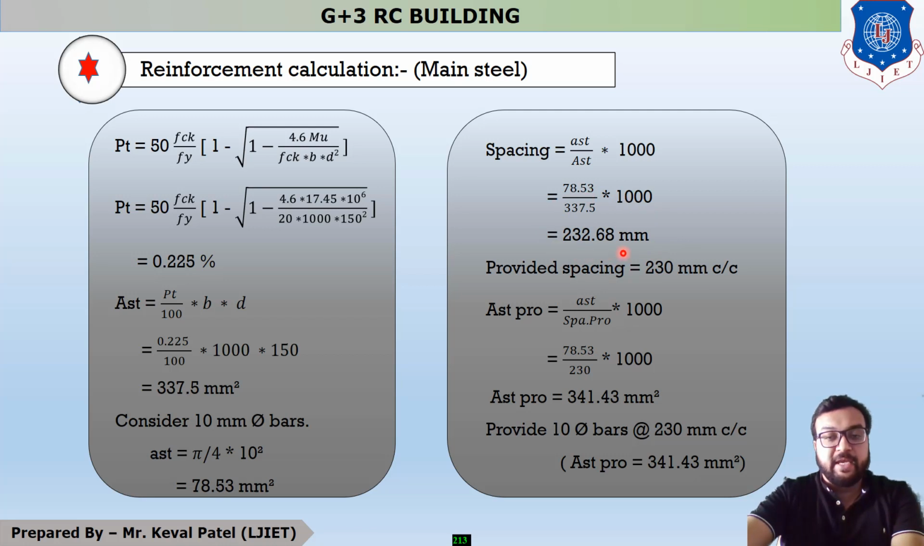mm. Now you all know that your spacing provided must be closer than the required. So your provided spacing is 230 mm center to center, and with the help of spacing provided, you have to find out AST provided. So your final answer is provide 10 mm diameter bars at 230 mm center to center. It means your AST provided is 341.43 mm square. So this is the calculation for E and G points.